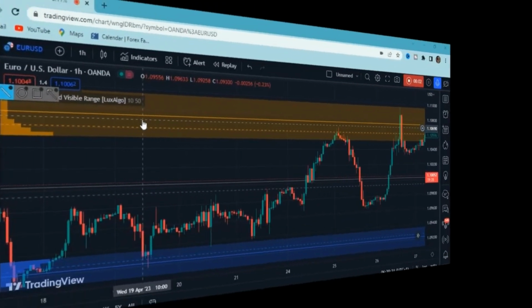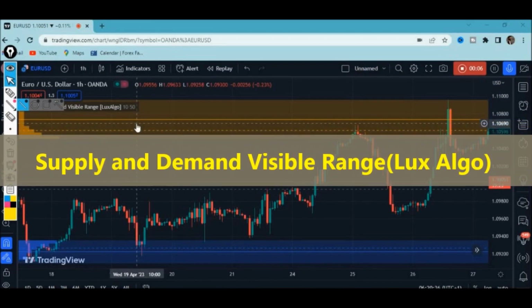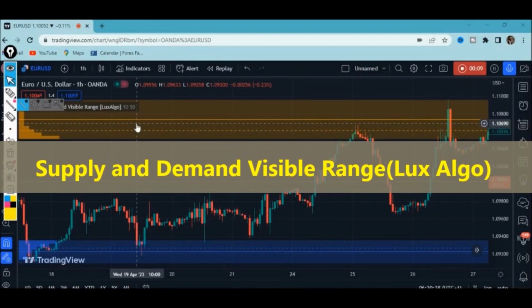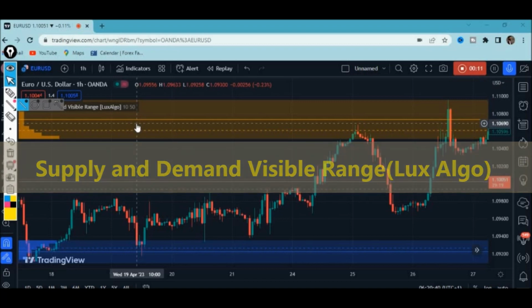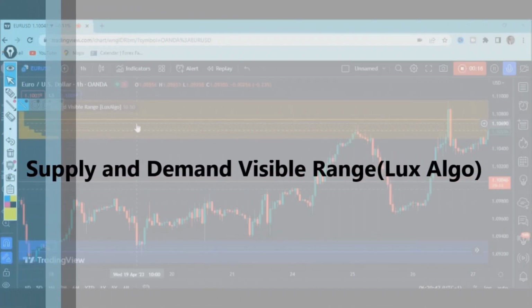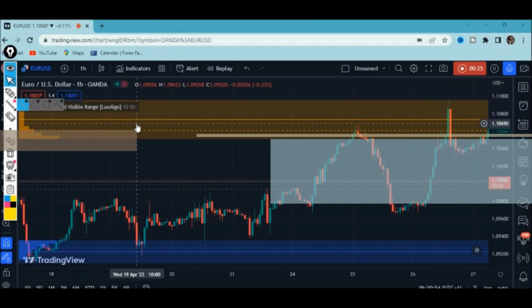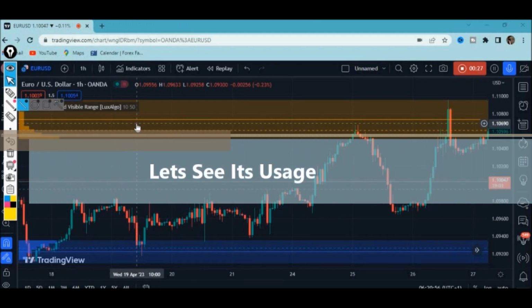Let's look at the supply and demand visible range indicator by LuxAlgo. It's actually a supply and demand indicator. But basically, all you really need to understand is the usage of this indicator, or rather to understand what makes it actually show as the supply and demand zone. So in this video, we're just going to understand more about the indicator, because when we understand more about the indicator, it will be easier for us also to really create our own trading strategy using this indicator.